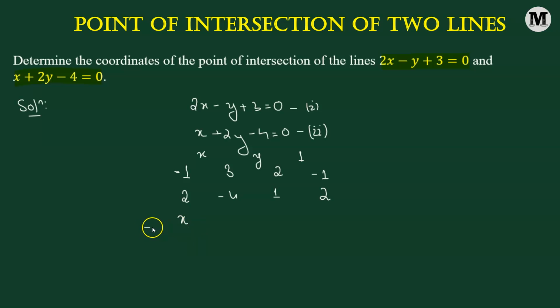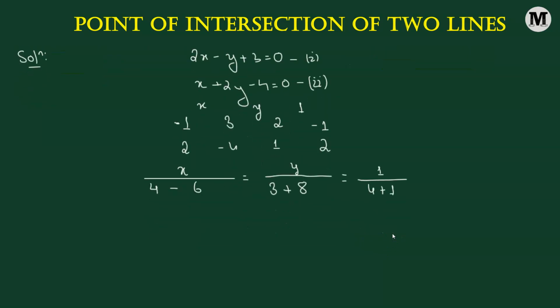So we take x divided by, cross multiplying, -1 multiplied by -4, that's +4, minus 2 times 3, that's 6. This is equal to y divided by 3 times 1, that's 3, minus -4 times -2, that's going to make it +8. This is equal to 1 divided by 2 times 2, that's 4, minus 1 times -1, so that makes it 4 plus 1. Let's further simplify. So we have x over -2 equals y over 11, equals 1 over 5.